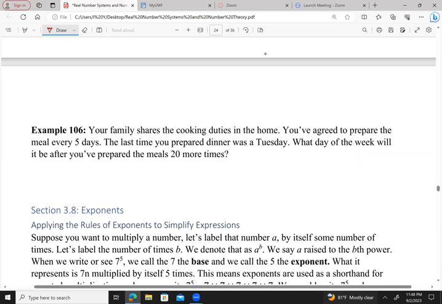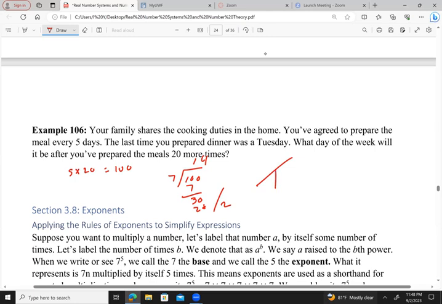Every 5 days, 5 times 20 is 100. So that's the number we want to do. 7 into 100, our remainder is 2. So 2 days beyond Tuesday, which will be Thursday.